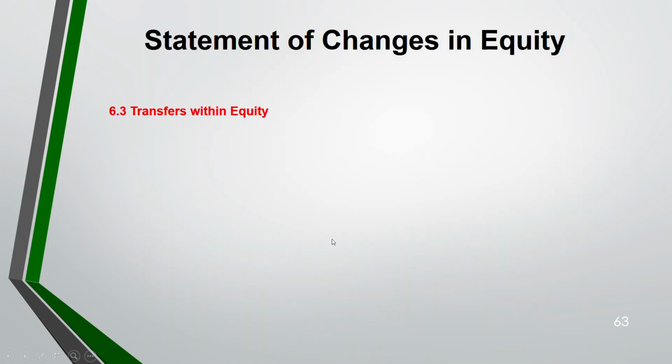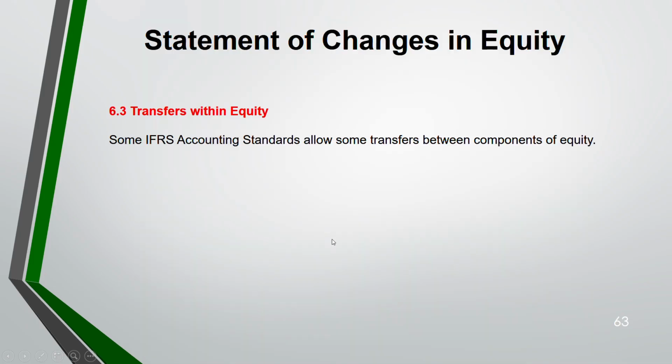Now, transfers within equity. Some IFRS accounting standards allow some transfers between the components of equity. For example, from P&L to retained earnings, from a reserve, a general reserve or revaluation reserve, you can transfer to retained earnings. That is known as transfers within equity. Both are part of equity. Your revaluation surplus and also your retained earnings.